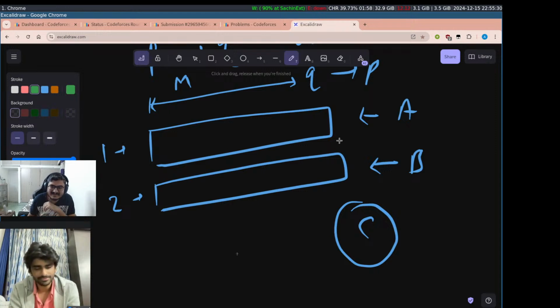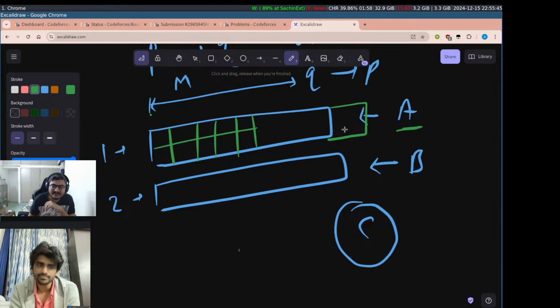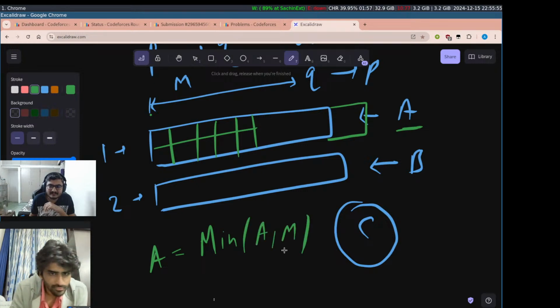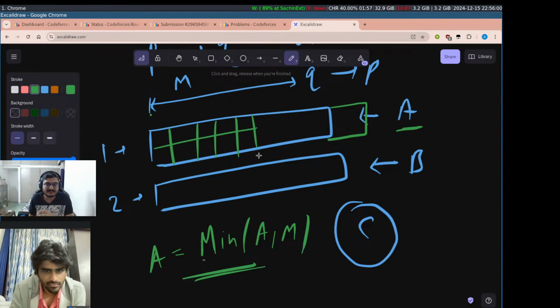Essentially the idea is first let's try to make A people sit on the first row. For example, some people may sit over here as well. And I think the case people are mentioning here is when A is greater than M, when they have probably overflown over here. So the idea there was to do A equal to minimum of A comma M. These are the maximum people of type 1 which can sit in the first row.